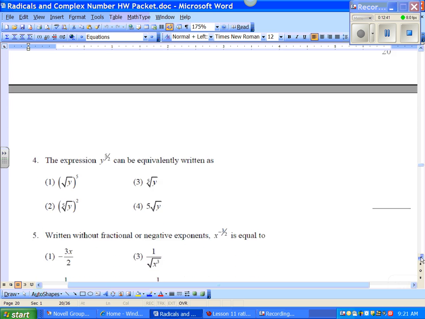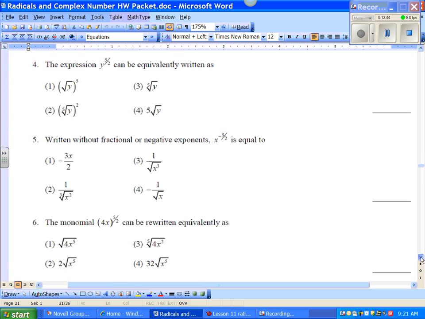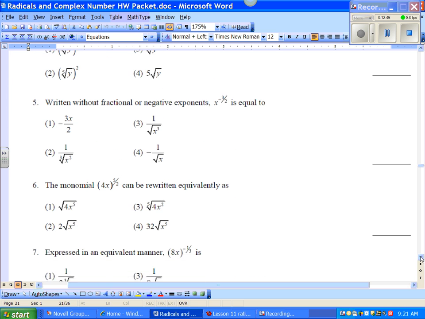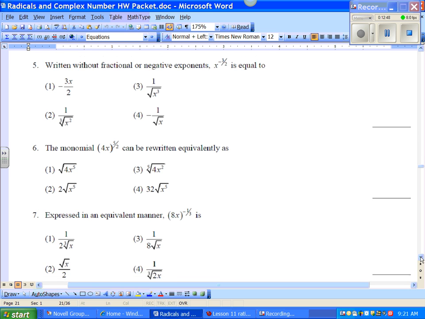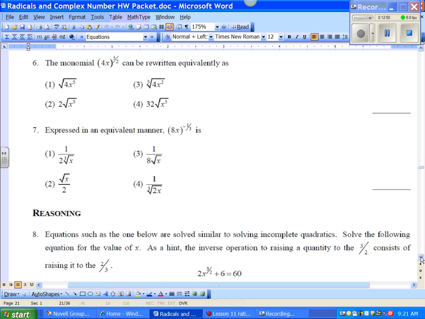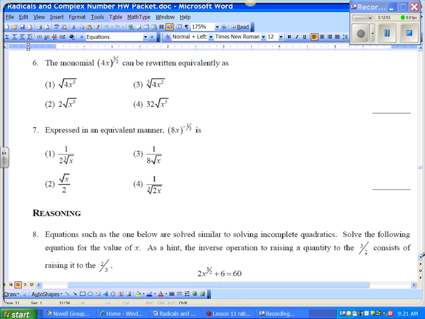Let's go to the next page. Sure. And look at number 6. Okay, the monomial 4x raised to the 5/2 can be written equivalently as, what's being raised to the 5/2 power? The 4 and the x, right? Both of them. Okay, so when I go and change this to a radical, how would I write it?